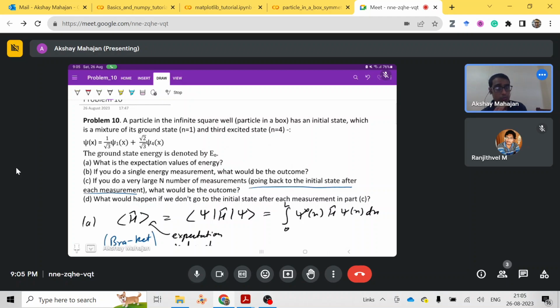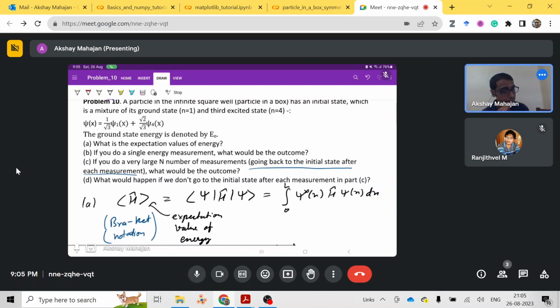So the answer is no. What will happen is that when we measure our system, which is right now a mixture of psi1 and psi4, as soon as we measure it, the system collapses to one of the states. It will either collapse to psi1 or psi4. Now when it has collapsed, if you do a second measurement on that system, it will give us the collapsed wave function psi1 only. So our outcome will always be E0.